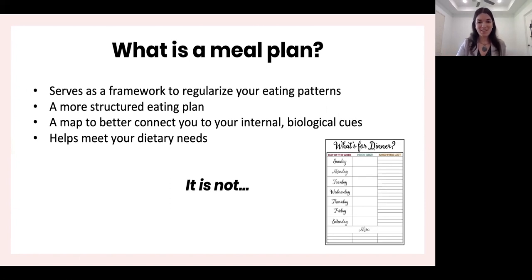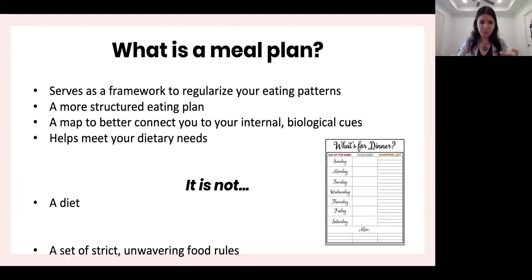What is it not? It's not a diet, like I said. In society and in our cultures, meal plans are often seen as diets, or they're promoted as diets in a way, like follow this meal plan strictly. That's really not what we're trying to do. We're trying to make a meal plan more flexible so that it can fit into your lifestyle, not have our clients fit into a meal plan or what we want them to follow.